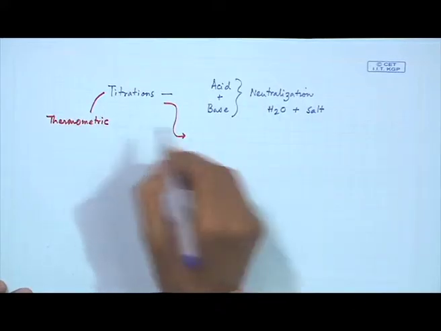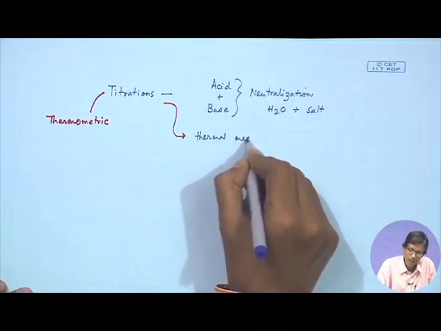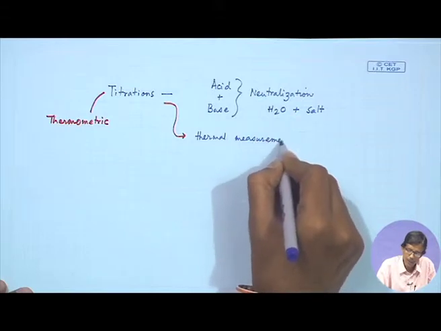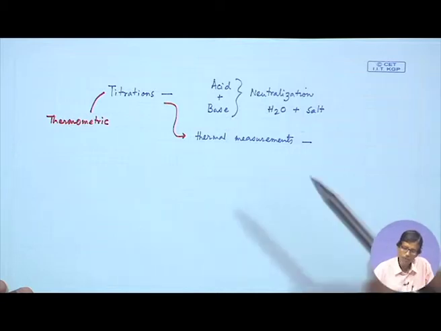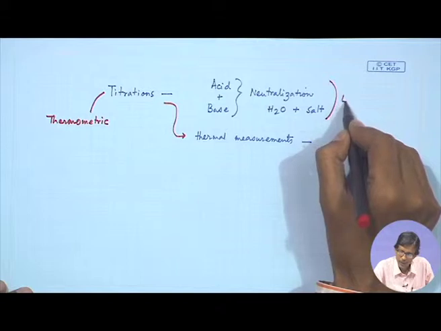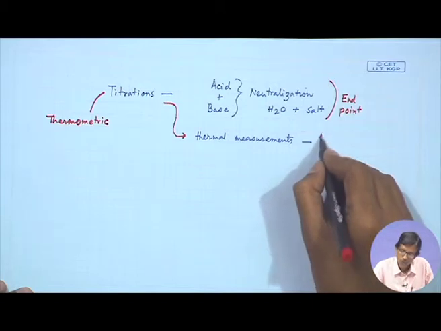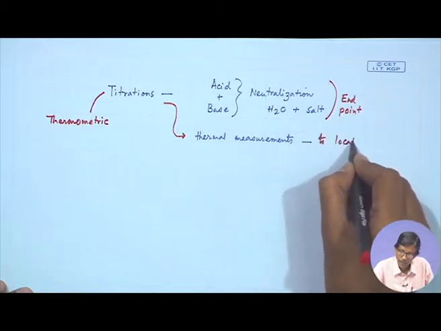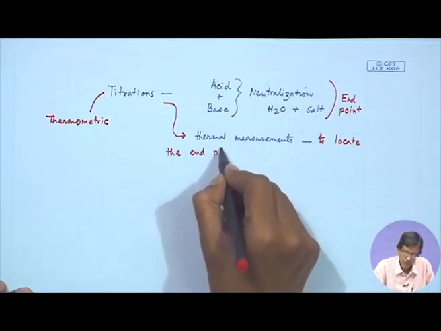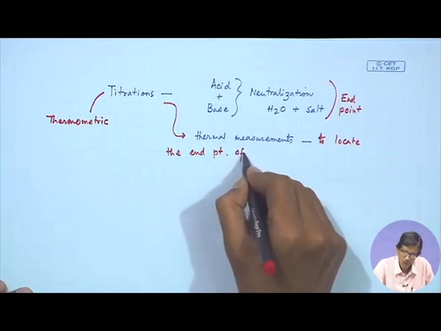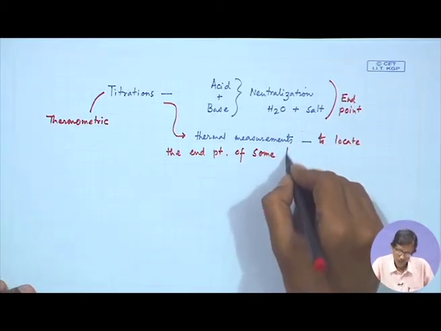But in this case we go for thermal measurements. Why do we do these thermal measurements? Because to locate this particular end point. So, this is the end point. So, to locate the end point of some titrations, which can be detected nicely.